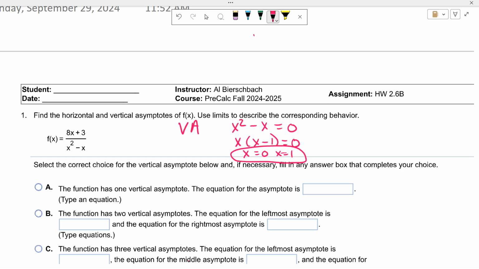Okay? Horizontal asymptote. To find the horizontal asymptote, you look at the highest power of each. This is the first power, this is the second power. Since the higher power is in the denominator, your horizontal asymptote is y equals 0. If they were the same power, it would be the coefficients of the two highest powers in each. If the power on the numerator is higher than the power on the denominator, there would be no horizontal asymptote.